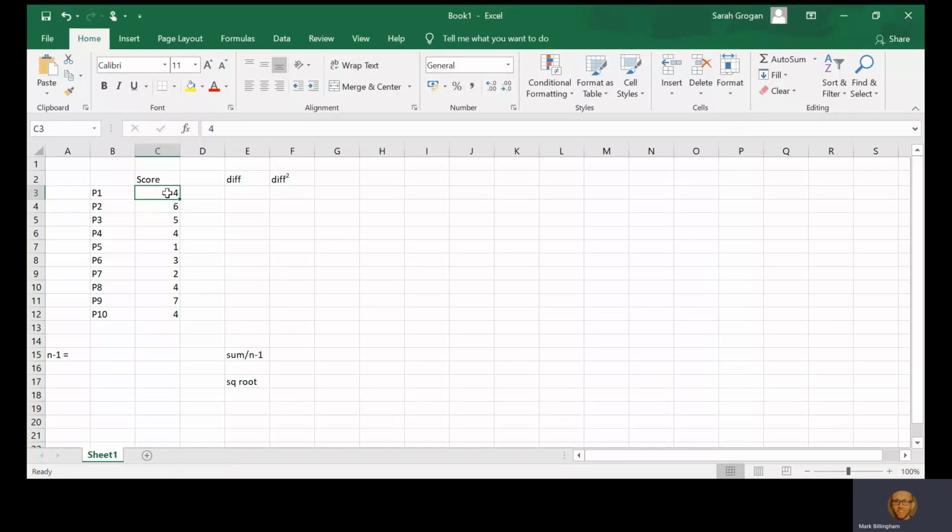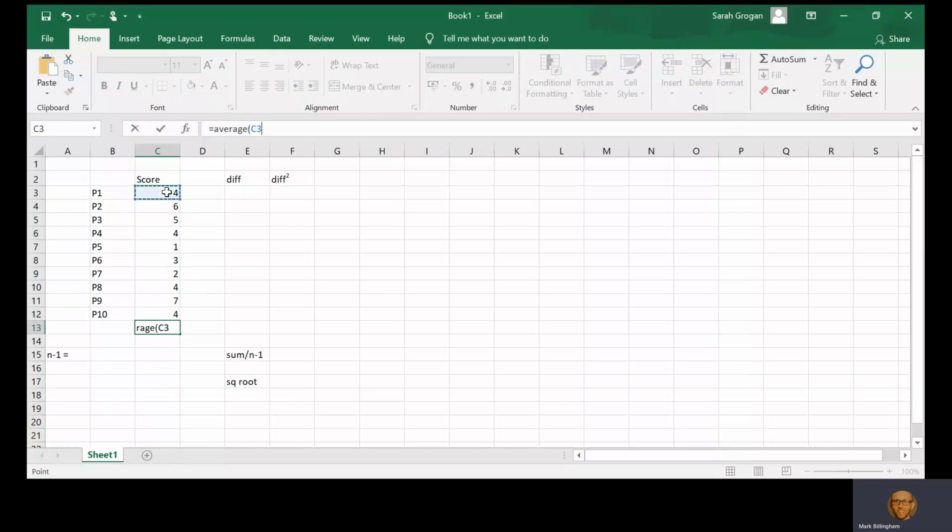So we have 10 participants, and those are their scores: 4, 6, 5, 4, 1, 3, 2, 4, 7, and 4. So the first thing we need to do is work out the mean of those scores. So I'm going to put that just here, and I'm going to use a formula to help me do that.